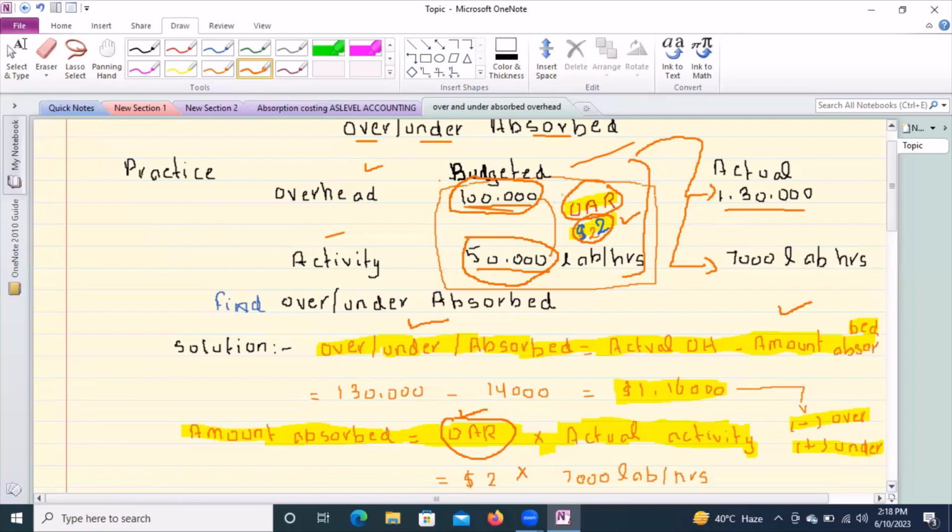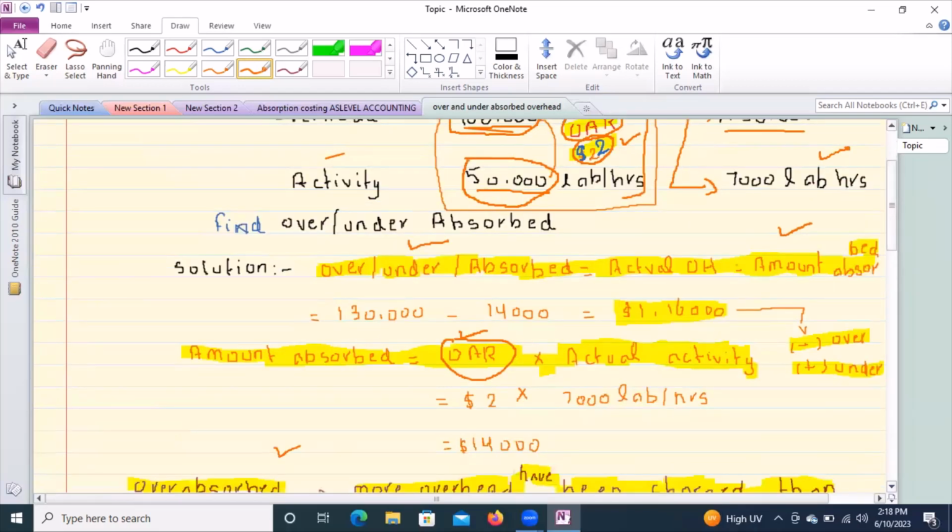I hope you get my point. But in real, it is totally different. You can see, it is just forecasted amounts. Okay. So the formula is OAR, which is $2, I just calculated, multiplied by your actual activity level, which is 7,000 labor hours.